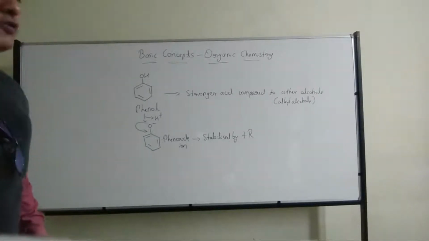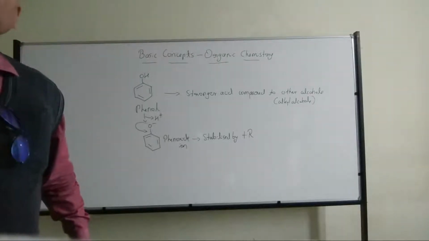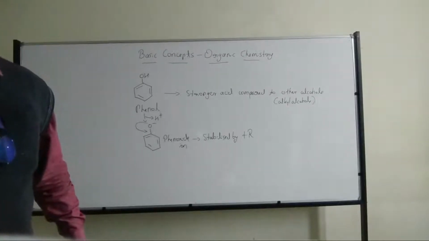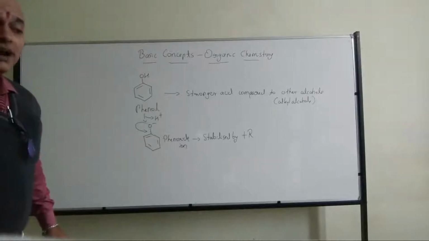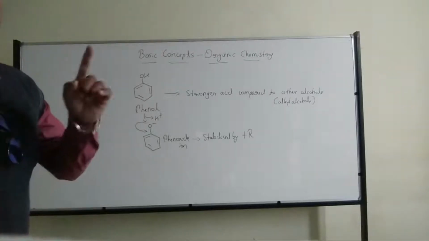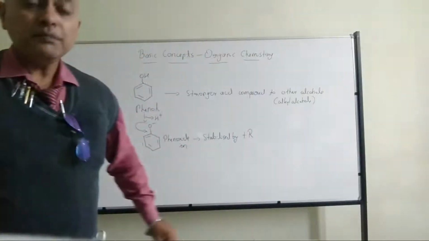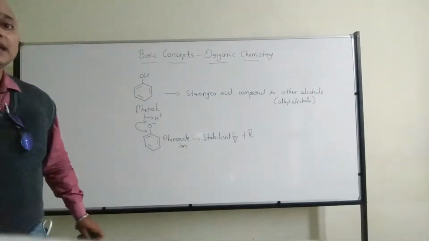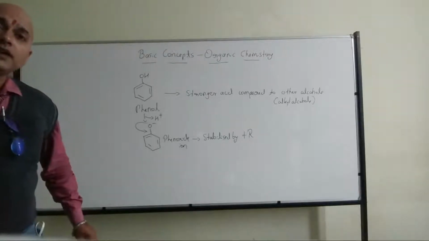So therefore, due to the stability of the phenoxide ion, the OH of phenol can be easily dissociated as O minus and H plus. And that's where we can observe the impact of the resonance effect on the property of a molecule. All of you got my point?